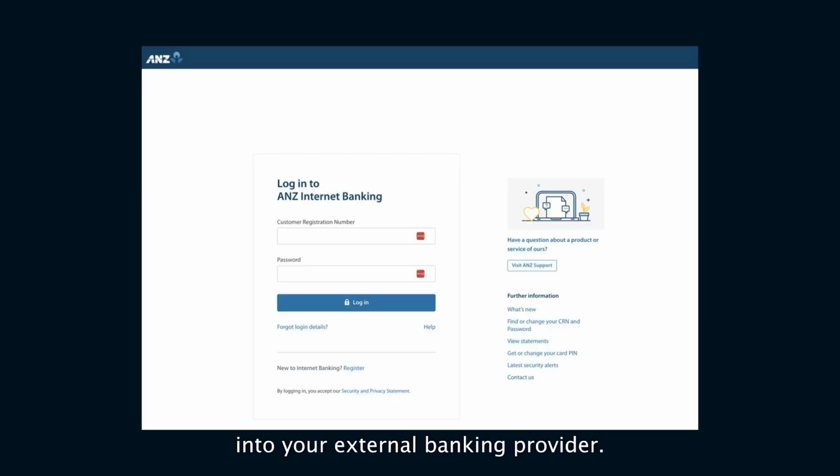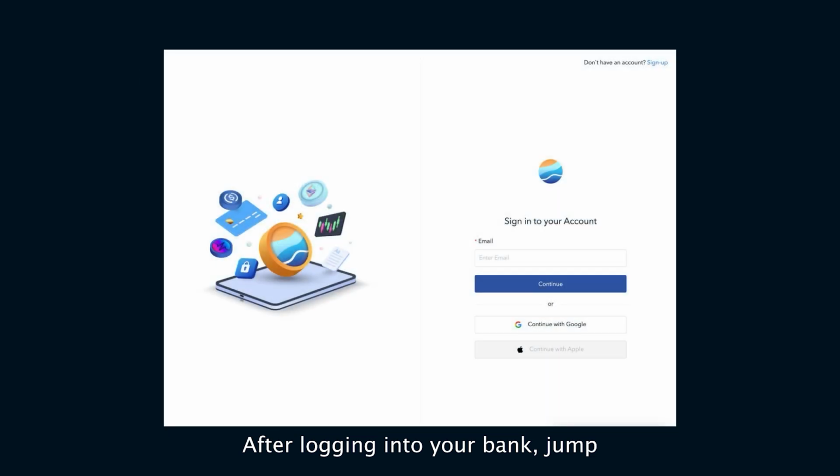You'll need to log into your external banking provider. In this example, we will be using one of the largest banks in Australia to demonstrate how easy it is to use local bank-to-bank transfers through Wise.com, but keep in mind that they provide very similar services in more than 150 countries. Your local bank is very likely supported no matter where you are. After logging into your bank, jump over to the Coast website and sign in.